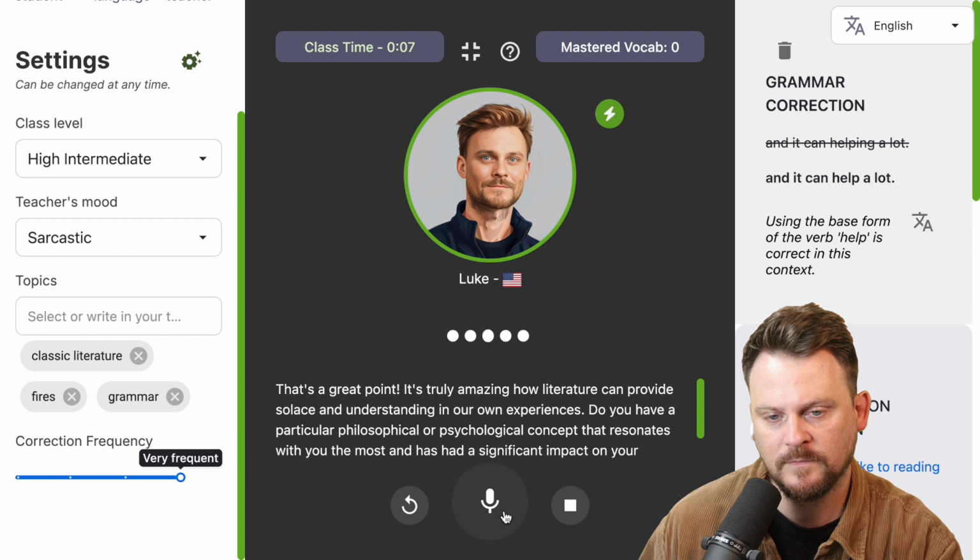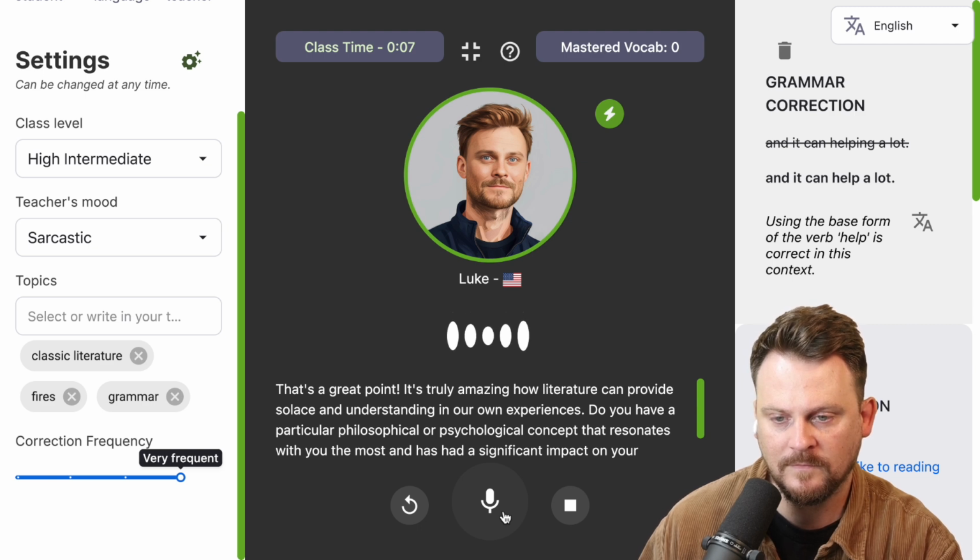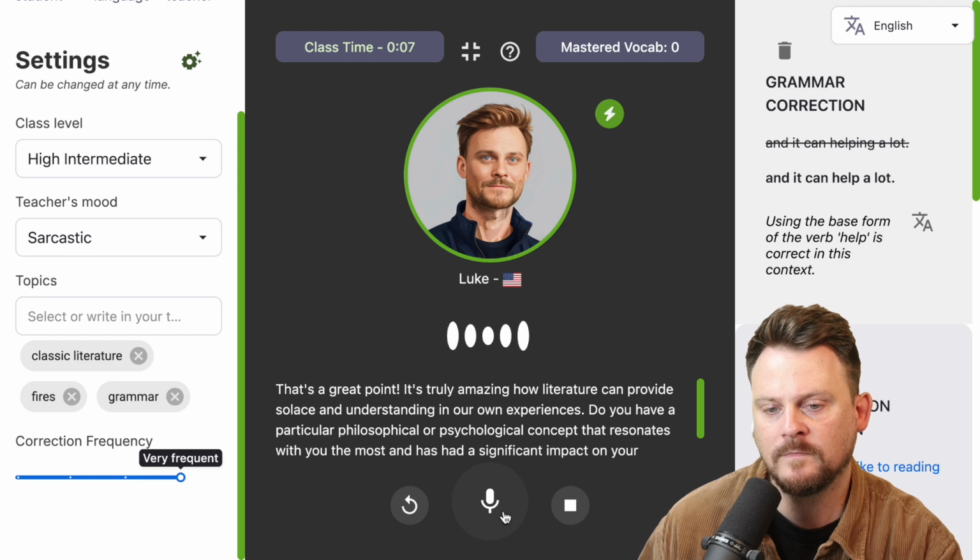I have a small grammar correction for you. You could rephrase your sentence as follows, and it can help a lot. That's a great point. It's truly amazing how literature can provide solace and understanding in our own experiences. Do you have a particular philosophical or psychological concept that resonates with you the most and has had a significant impact on your perspective on life?